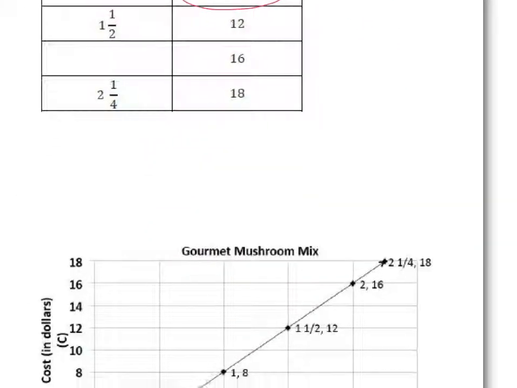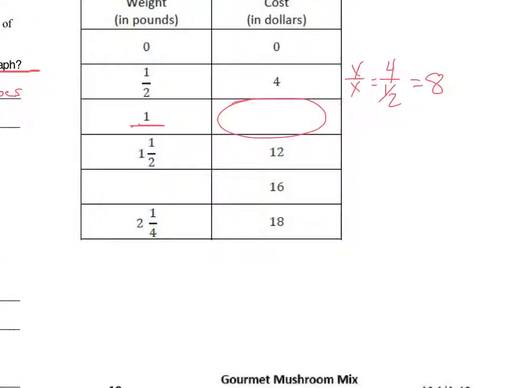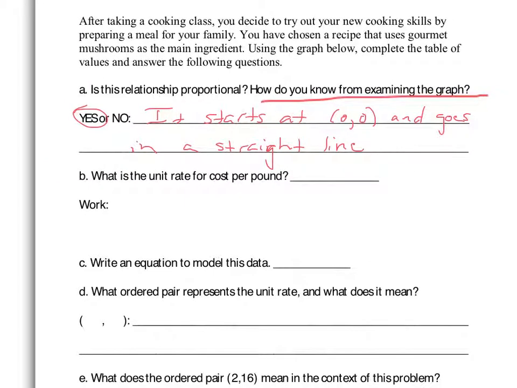Or we could also come over here and see it on the graph at this point where we see it is 1, 8. So that helps us answer this question. For 1 pound, it would be $8. So our unit rate here, cost per pound, is $8 per pound.